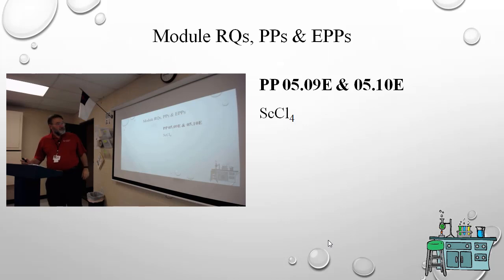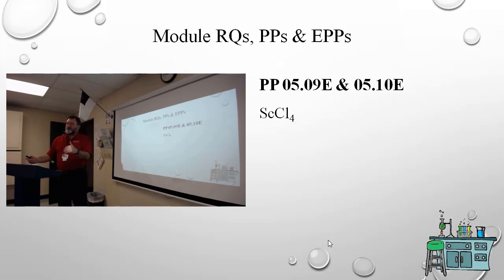ScCl4. Is there a metal? Try again. I can't find Sc. Oh, it is a transition metal. It's a metal, which means this molecule is going to be ionic. Metals and nonmetals make ionics, right? You've got to have all nonmetals to be covalent, either polar or nonpolar.